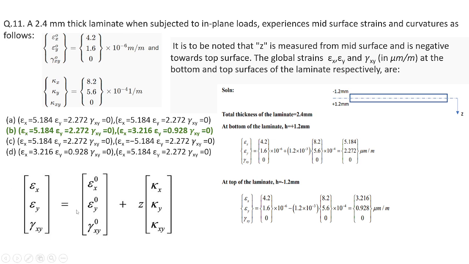Here strain is equal to the mid-surface in-plane strain plus the rotation term. From this, we put in the values of epsilon naught and kx, ky, kxy in this equation, and for z we consider the midpoint and take plus and minus half of the laminate thickness. By putting that in, we can get the final values.